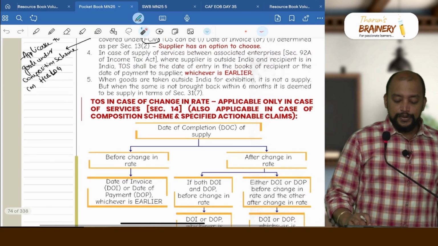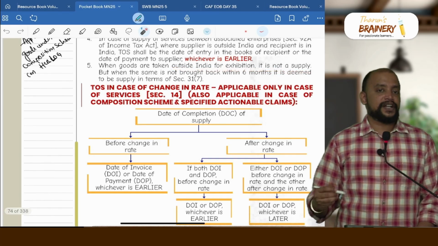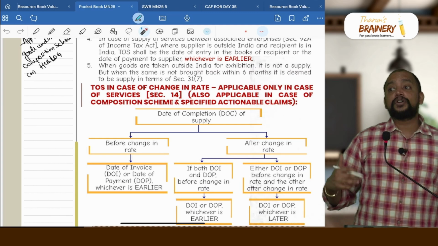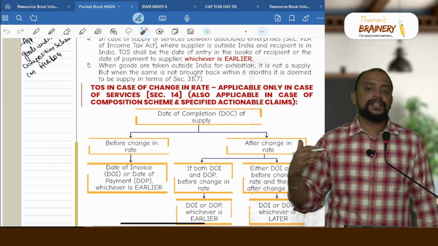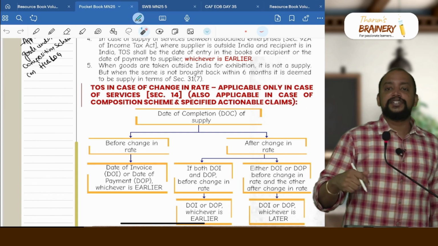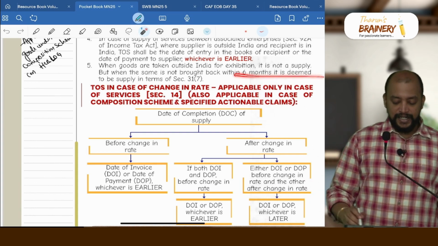Then generally when goods are taken outside India for exhibition, it is not a supply because the goods are not permanently transferred. However, if the goods are not returned from the exhibition within 6 months, then the deeming fiction under section 31 subsection 7 will come into play, and it is deemed to be a supply on expiry of 6 months.